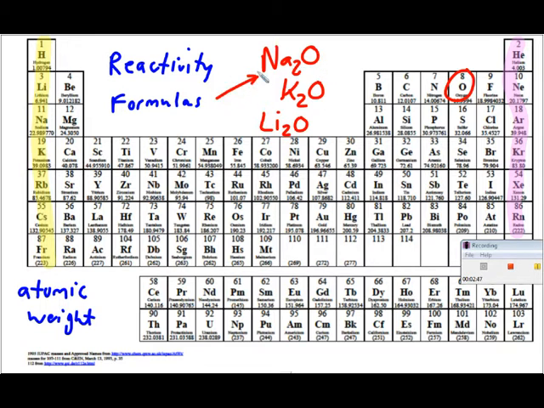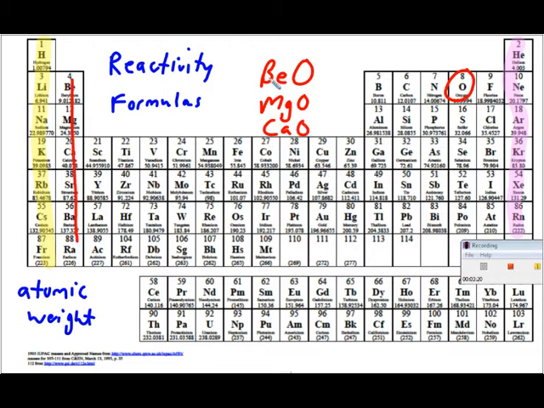Everything in the same family will react with similar things like oxygen in the same ratio. Whereas if we look at the second group, they react slightly differently. In the second group, beryllium, when it reacts with oxygen, will be BeO: 1 beryllium, 1 oxygen. Magnesium will be MgO: 1 magnesium, 1 oxygen. And calcium will be CaO. All these things in this group react in a 1-to-1 ratio. So Mendeleev used that information to put things into families too.